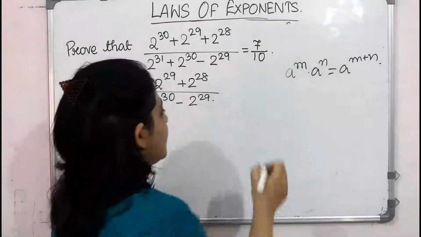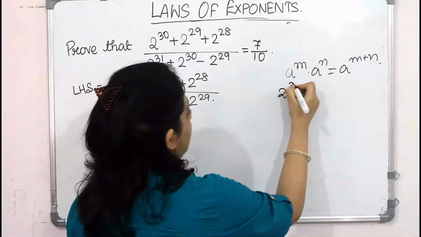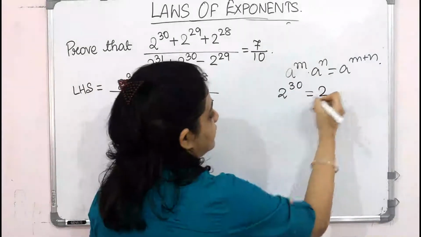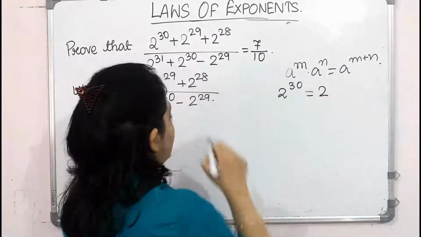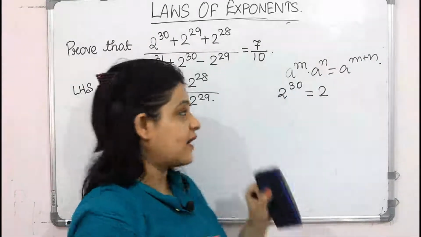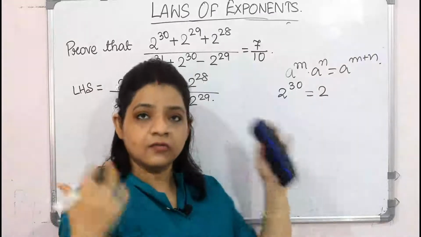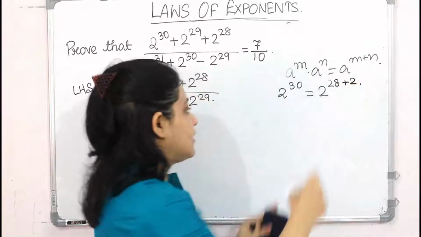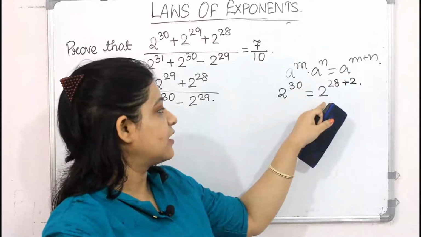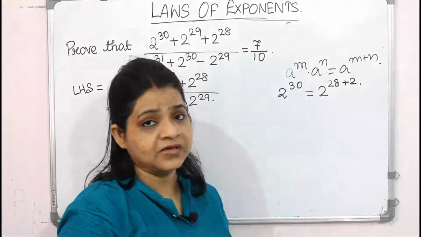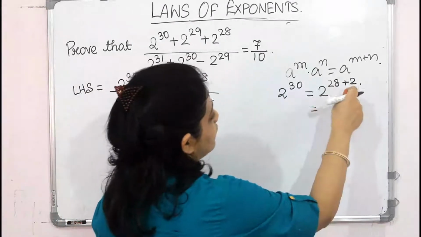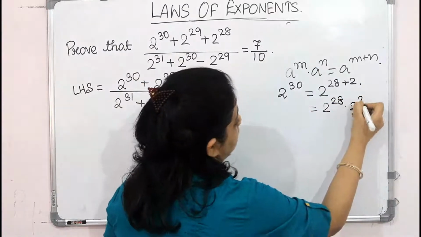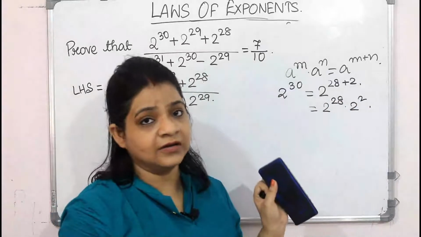Okay. Now if I take 2 to the power of, suppose 2 to the power of 30. Can I write this as 2 to the power of 28 plus 2? I have chosen 28 because it is the lowest power. So 2 to the power of 30, I can write it as 2 to the power of 28 plus 2. According to this formula, I can write it as 2 to the power of 28 into 2 square. Yes, up to this it is clear to you.